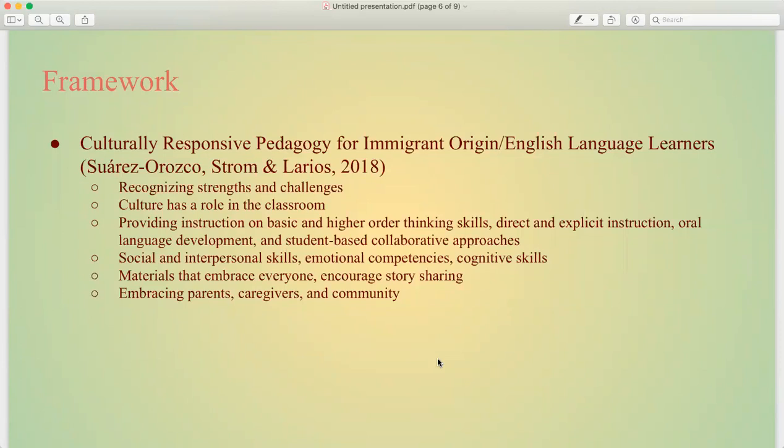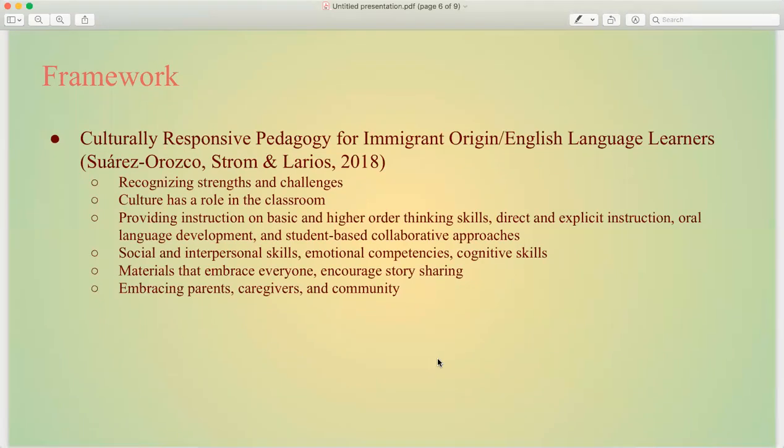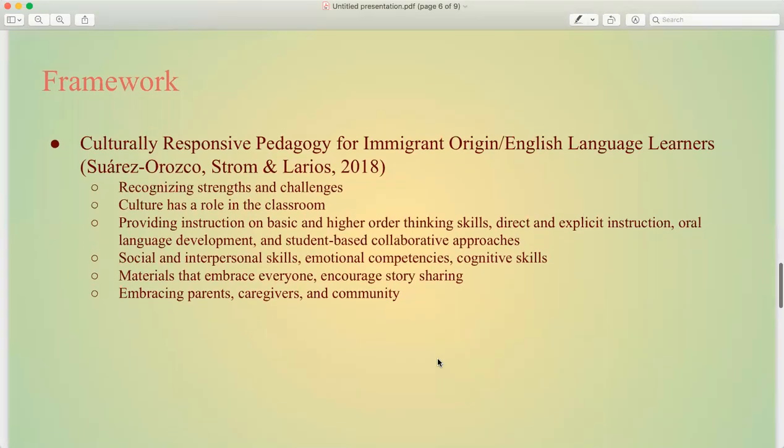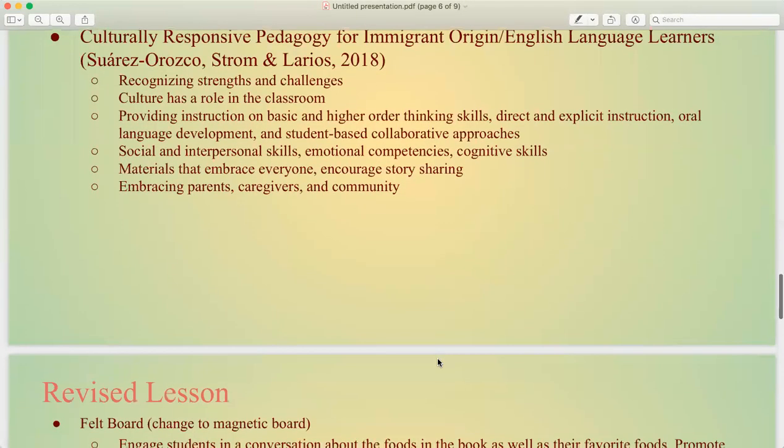And that the social interpersonal skills, emotional skills that are really tied to this learning can be facilitated a lot through collaboration, peer learning, and just building these relationships in the classroom through collaborative approaches. And then again, highlighting materials that embrace everyone and are relevant to the population. And lastly, of course, focusing on the parents, caregivers, and communities.